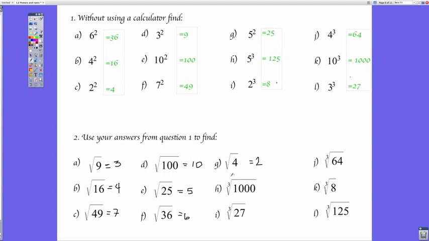And now we're going to have a look at the cubed root. So a number multiplied by itself 3 times gives me 1000. That's going to be 10, we found it up here.